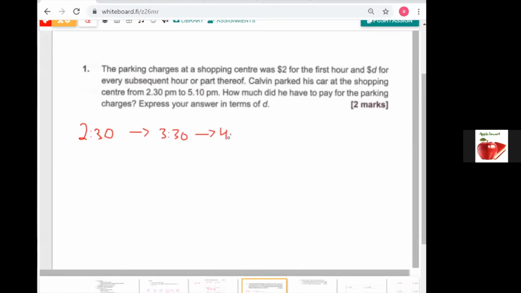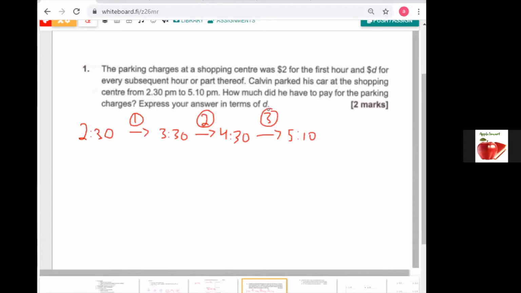4:30. And then he stayed till 5:10. Now, that's not a whole hour, is it? From 4:30 to 5:30, it's not an hour. But according to the payment plan, it is an hour. So this was the first hour. This was the second hour. And this was the third hour.